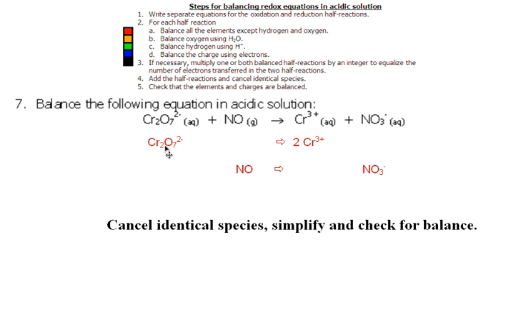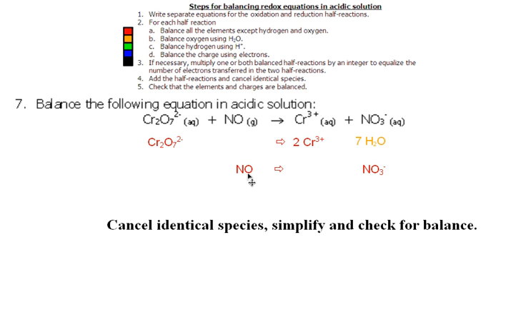Then the second step is to balance all the elements except for oxygen. Since there were 2 chromiums, I put a 2 in front of the chromium. There was 1 nitrogen, still only 1 nitrogen. Part B, balance oxygen using water. So here we have 7 oxygens. How many waters do we need to add over here to balance them? Well, if it's 7 oxygens, we need to add 7 waters.